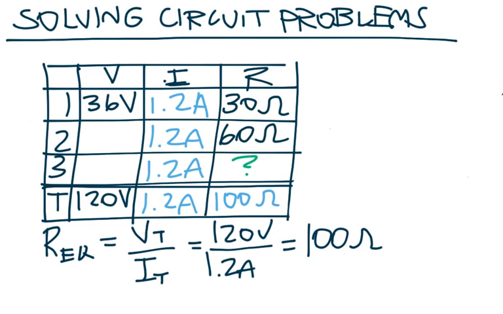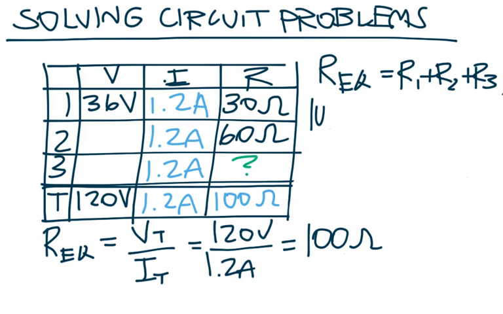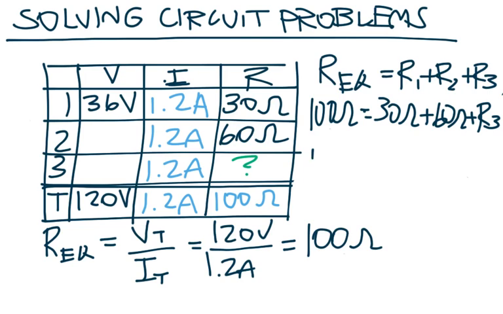Then I remember that resistance adds up in series. So 100 ohms is 30 ohms plus 60 ohms plus what? R3 is, ta-da, 10 ohms.